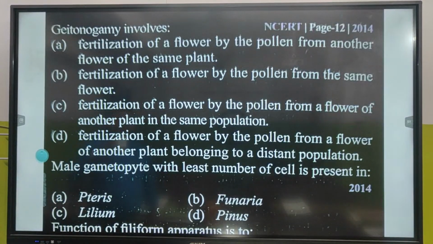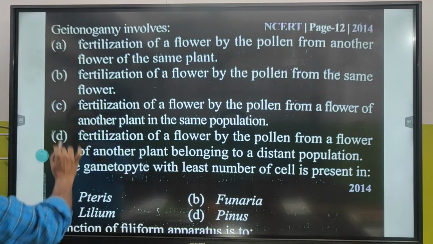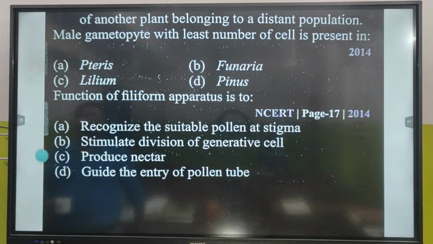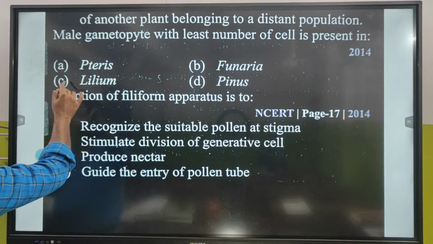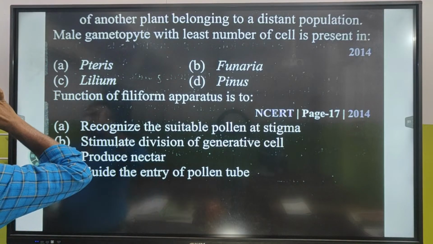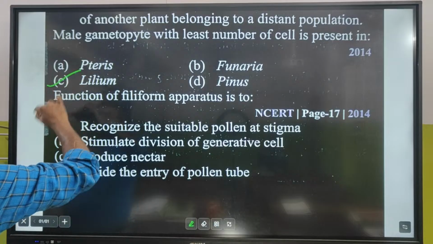Geitonogamy involves fertilization of a flower by the pollen from another flower of the same plant. A is the answer. Male gametophyte with the least number of cells: no idea, I think. Lilium. The answer is lilium. Male gametophyte with least number of cells is lilium.